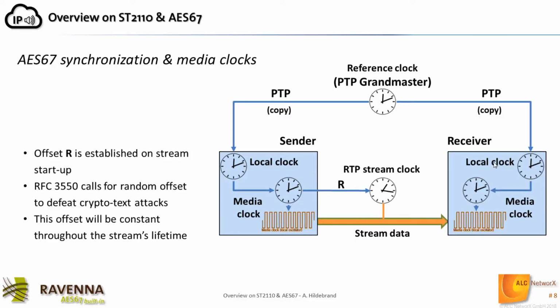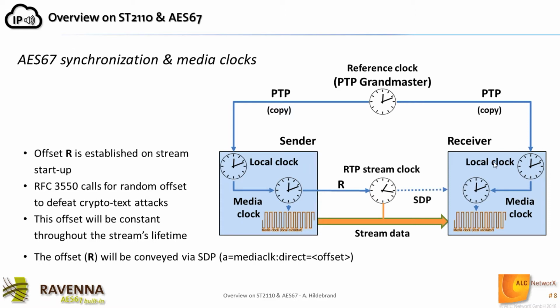The offset would be constant throughout the stream's lifetime, and since the receiver would have to know this offset in order to relate the incoming data to its local clock, which is the same clock in the network for all devices, this offset for that particular stream would be conveyed from the transmitter to the receiver via the session description protocol in a particular value field. This value field is the media clock field, which would contain the offset information.